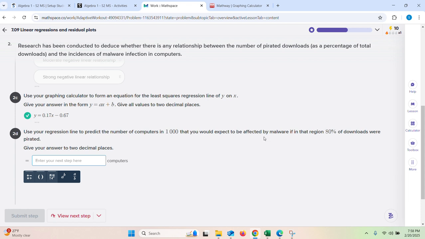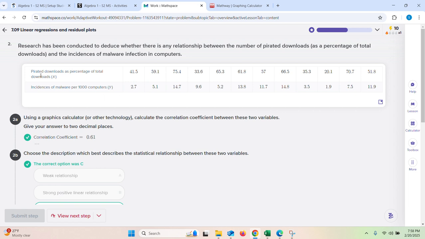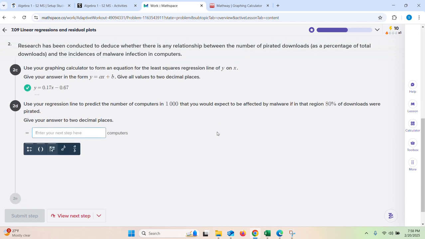Okay, but what would you expect? What you're looking for is the words, what would you expect to be affected if this? So 80% of the downloads were pirated. Now that's a percentage. Let's go back up here. All right, all of these numbers are as a percentage. So this is like 41.5%, 59.1%. So we don't have to convert anything. We're just going to take this 80 and plug it into this here.